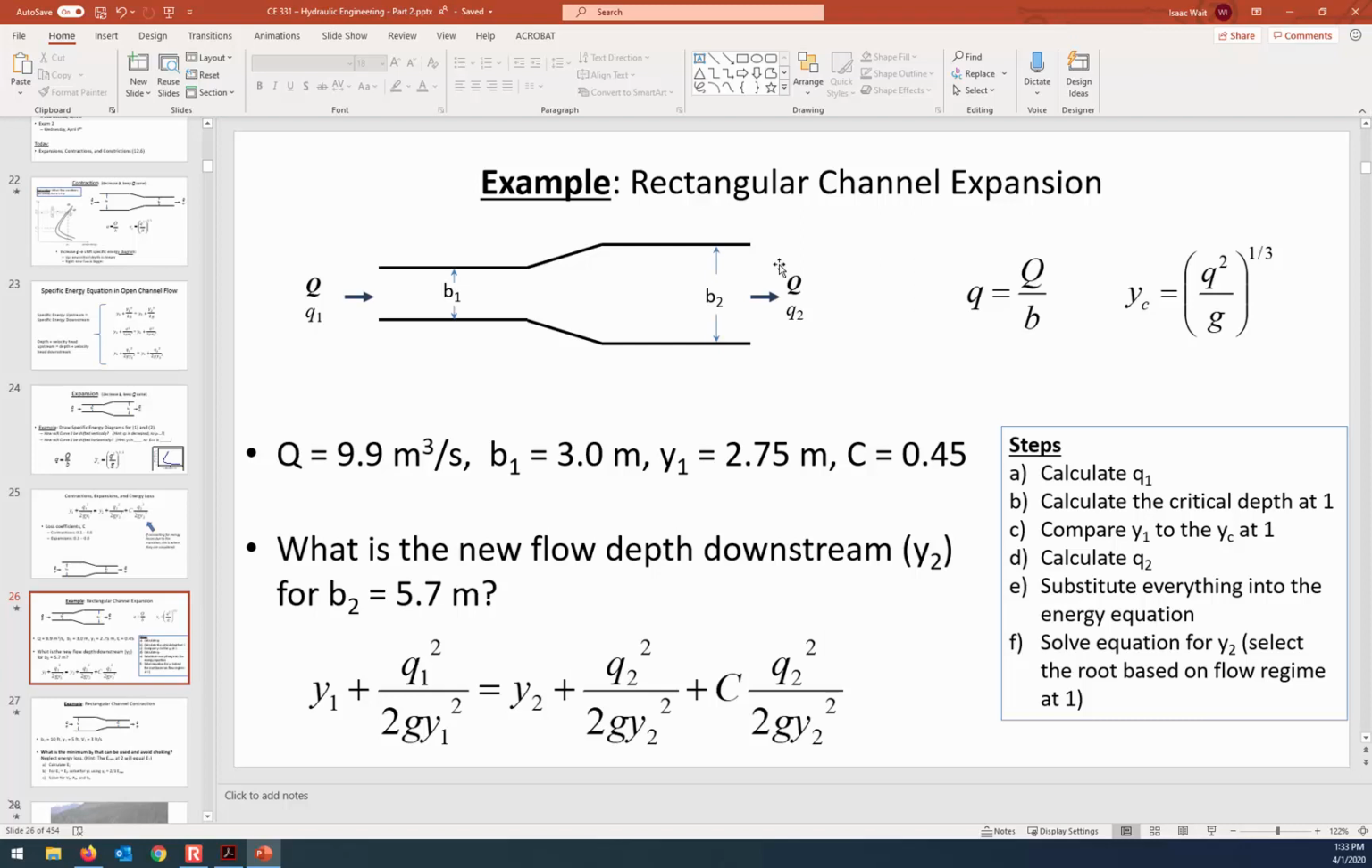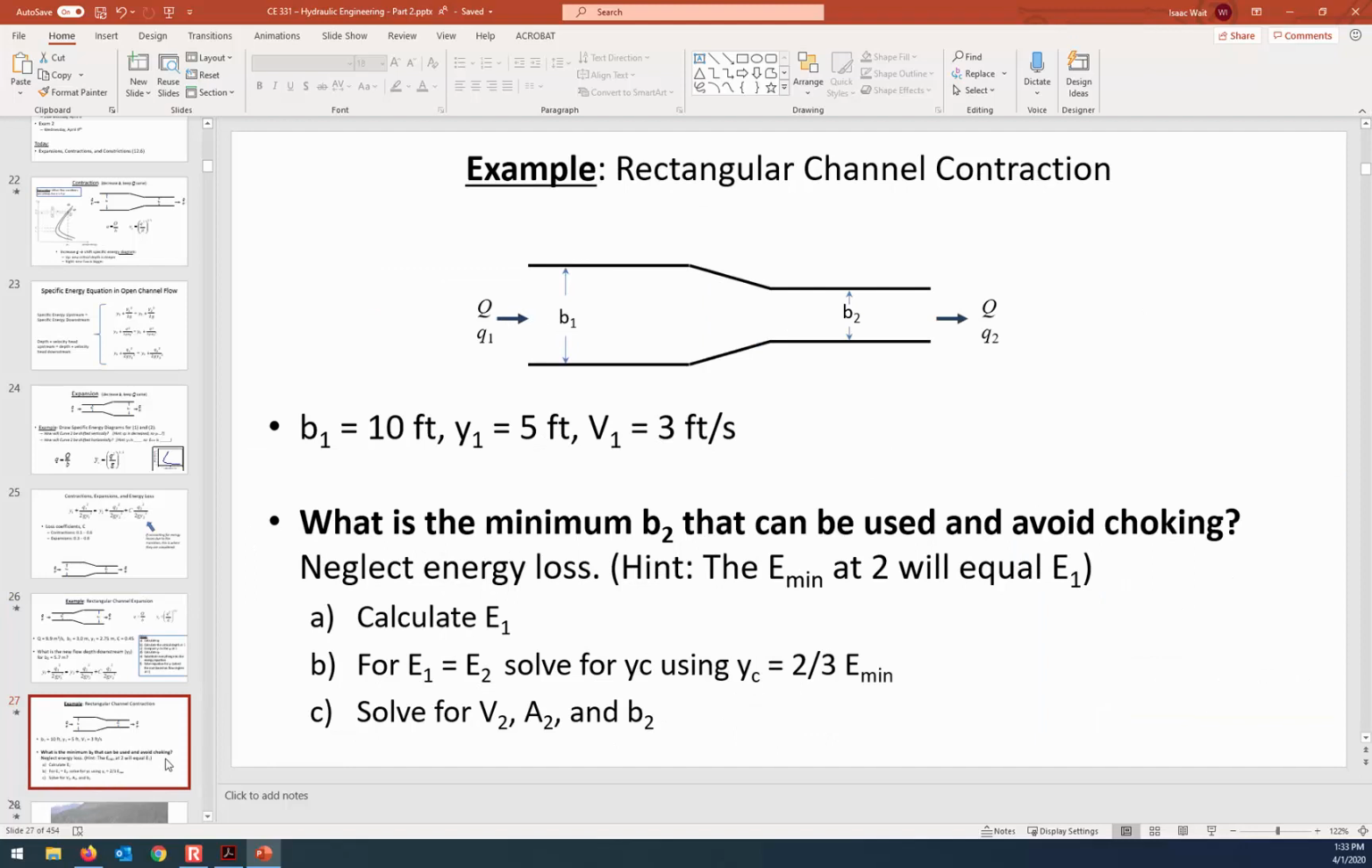Good job, James. You get a gold star. All right, so any questions before we take a look at this example with a rectangular channel that is now contracting?